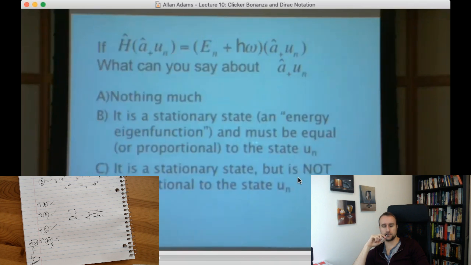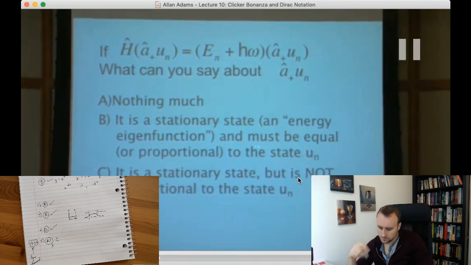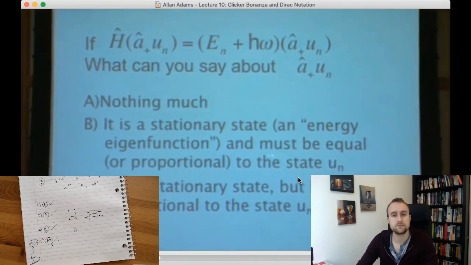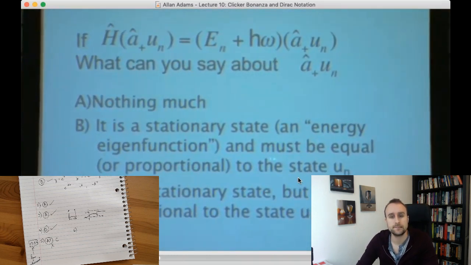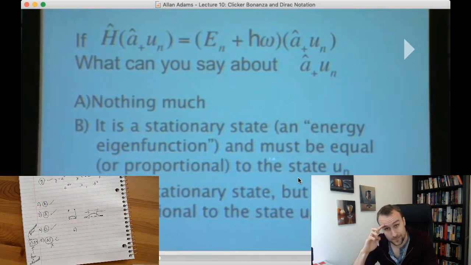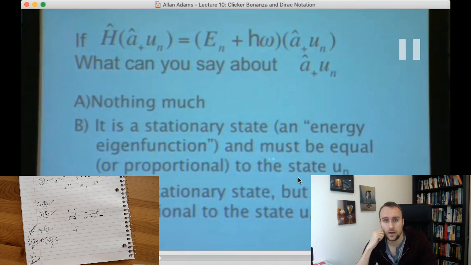So here's the next question. Let the Hamiltonian on A dagger. All right. Hamiltonian of UN equals En plus h bar omega, A dagger UN. What can you say about A dagger UN? So this is, what was it? All right. If the Hamiltonian operator A hat UN is equal to E plus h bar UN, what can you say about A UN?